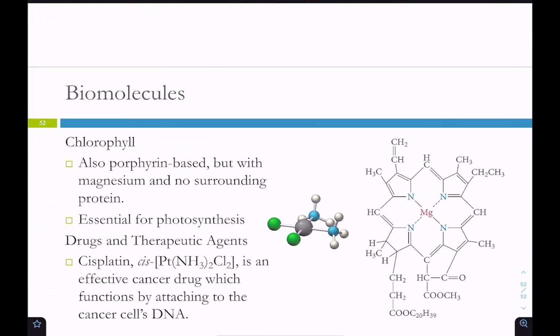Last one, chlorophyll. Also porphyrin-based. It's just like crazy cool ring structures, but using magnesium instead of iron, and then no surrounding protein.